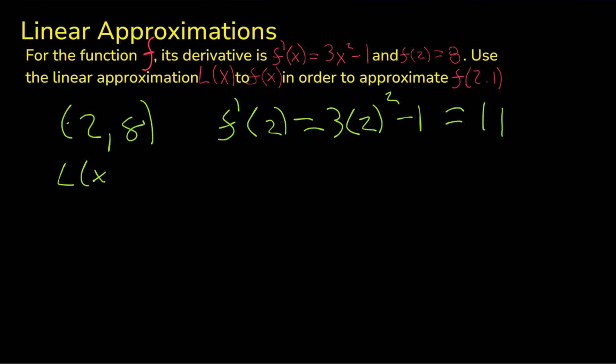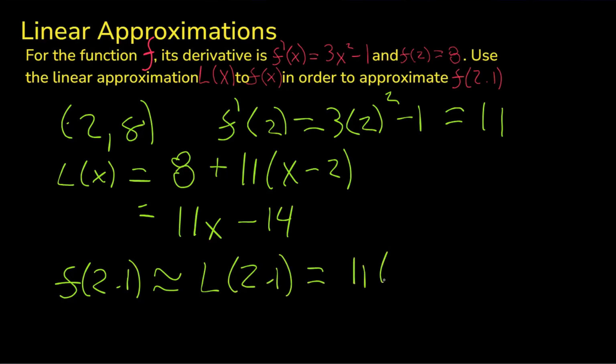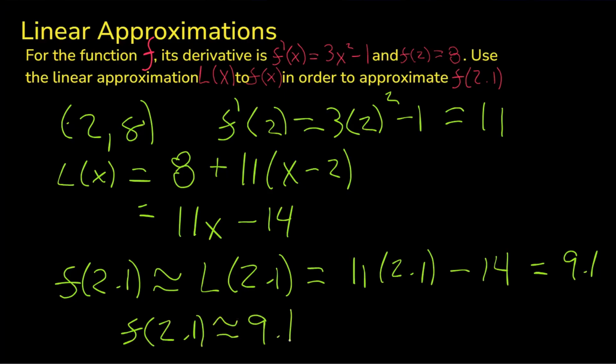So L of x is equal to f of c, which is the y value, 8, plus f prime of c, which is 11, times x minus c. c itself was 2. So this simplifies to 11x minus 14. So f of 2.1 is approximately equal to, I'm using the wavy equal sign to indicate it's approximately equal to, L of 2.1, 11 times 2.1 minus 14, which is 9.1. So we would say that f of 2.1 is approximately 9.1.